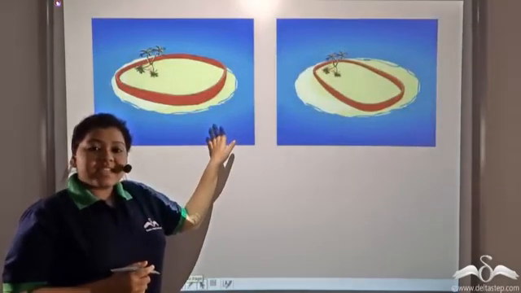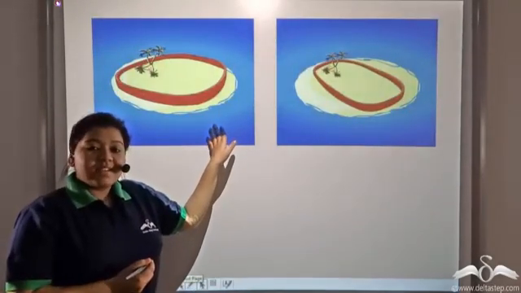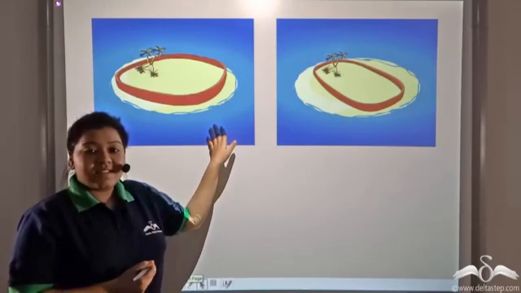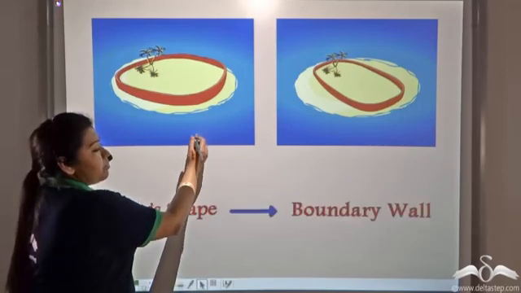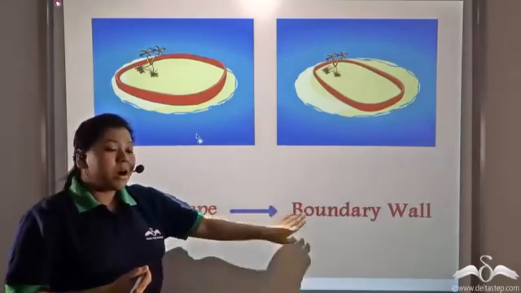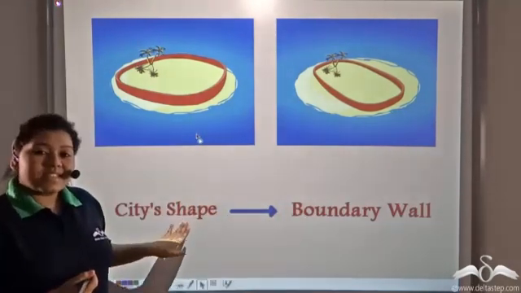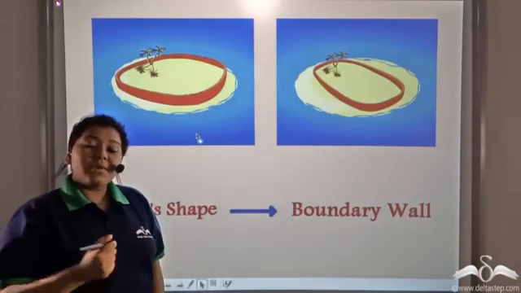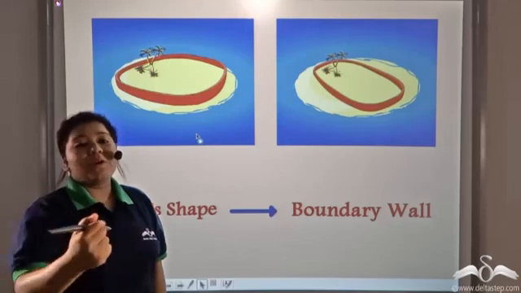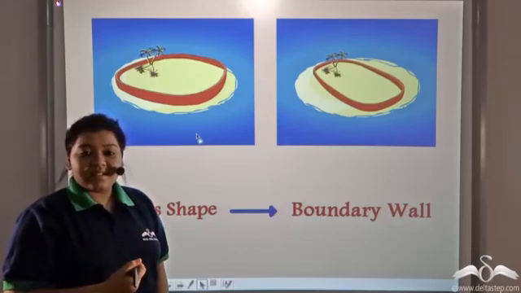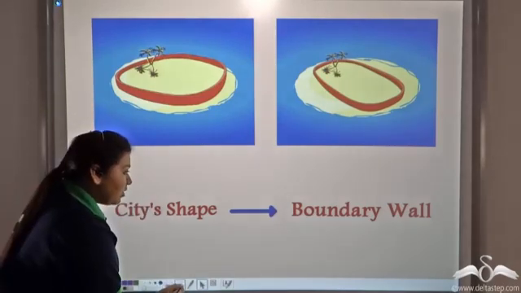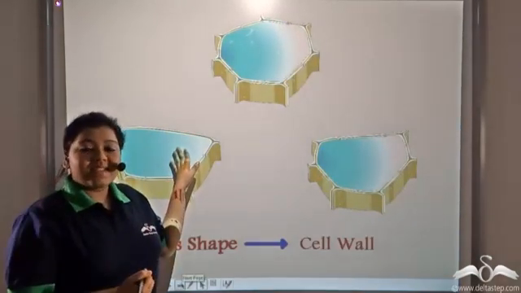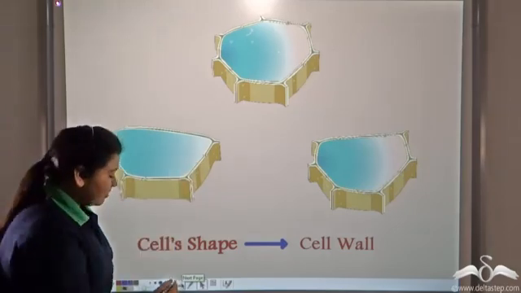Now, different cities can be of different shapes. So, what gives a city a definite shape? Yes, the walls that are built around the city, or the boundary walls, give the city a definite shape. So, the same city can look different if a different wall is built around the city. Similarly, all the plants have a cell wall that gives it a definite shape.